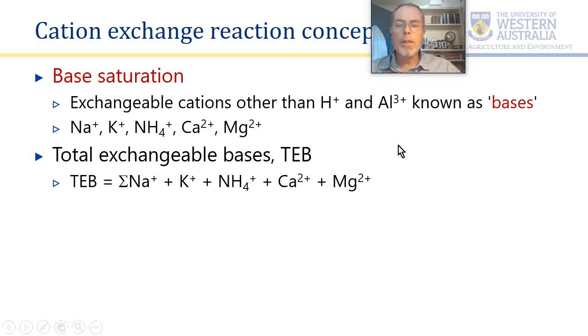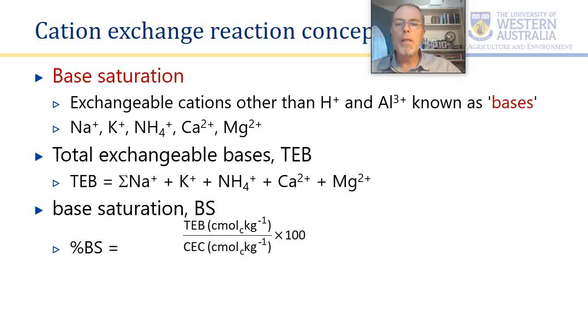Total exchangeable bases, we can define a parameter which is just the sum of our exchangeable bases. Often we don't consider ammonium in that because it's a transient cation in soils. It's rapidly assimilated by plants and microorganisms, and it's a little bit more difficult to measure too. And we use a slightly different definition in your laboratory manual. We'll just consider sodium, potassium, calcium, and magnesium. Okay, it's useful to know that because it allows us to calculate base saturation.